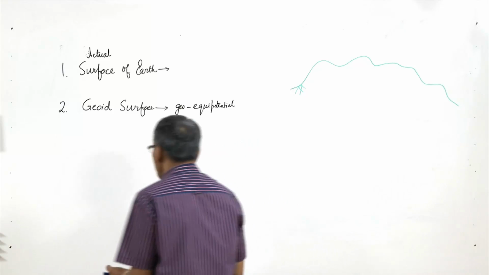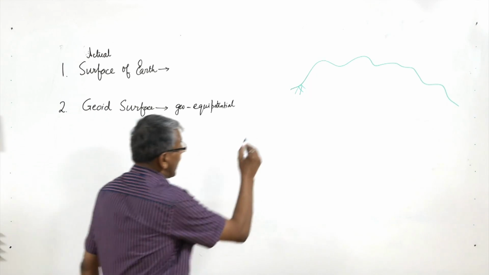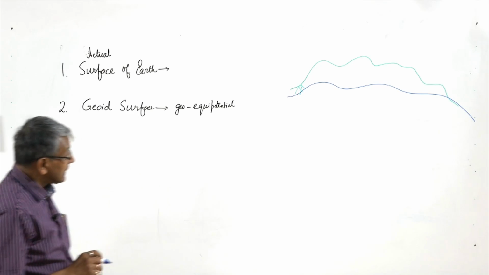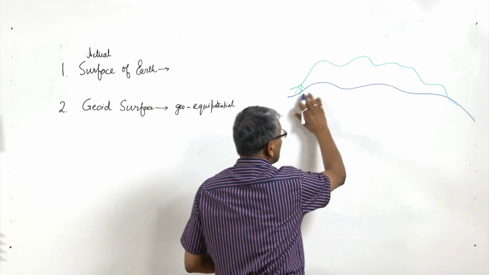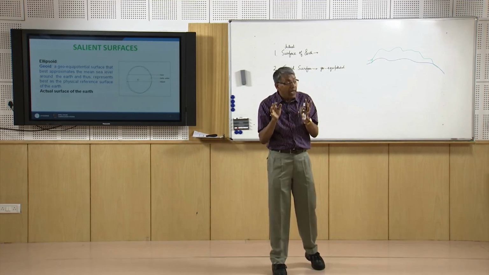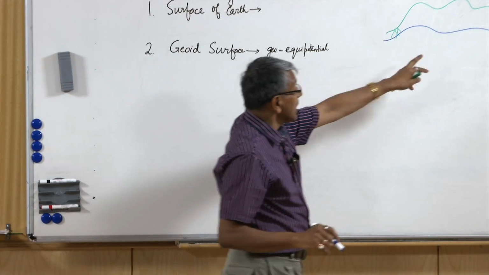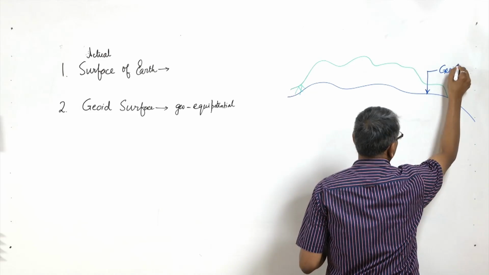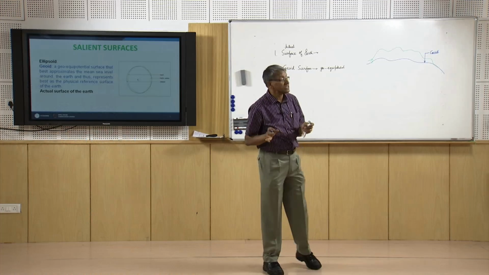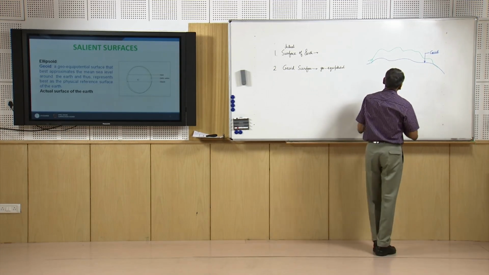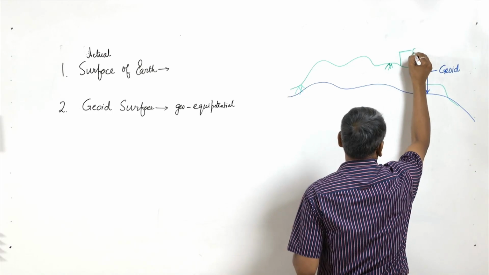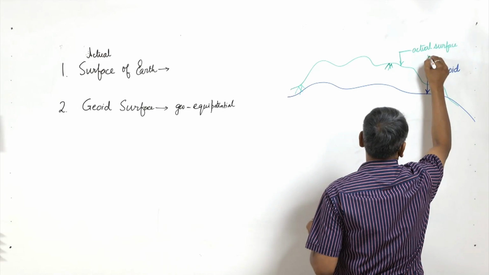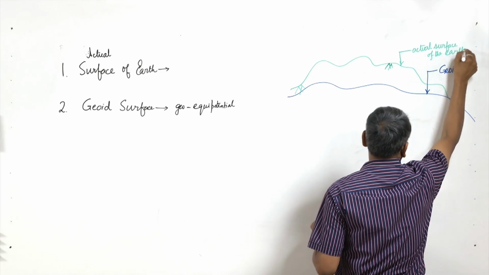Now, this surface is again quite turbulent, but it is having equipotential. So, physically we may have this thing, and that is the reason this geoid surface is considered as the physical surface of the earth, and this earth surface is the actual surface of the earth.